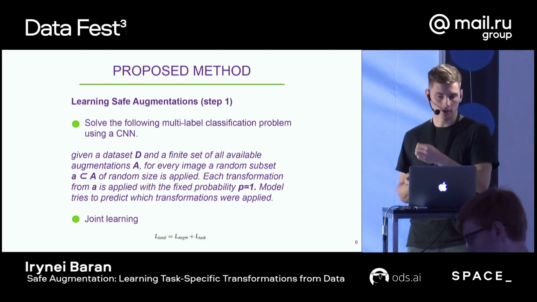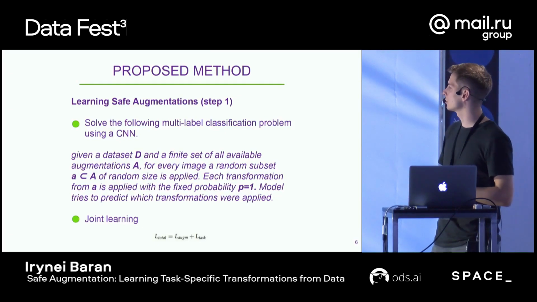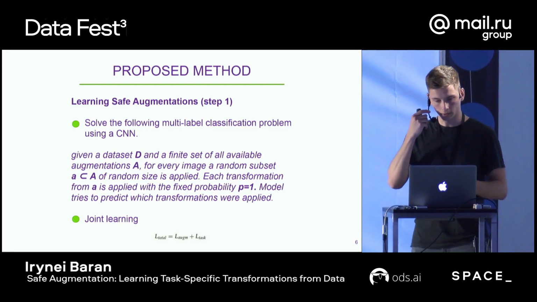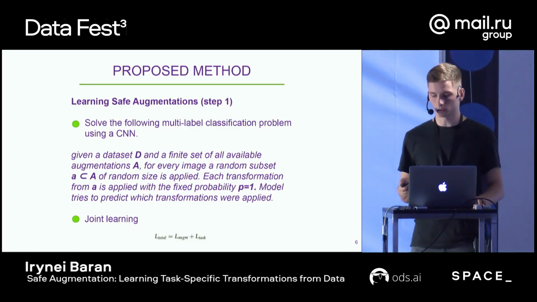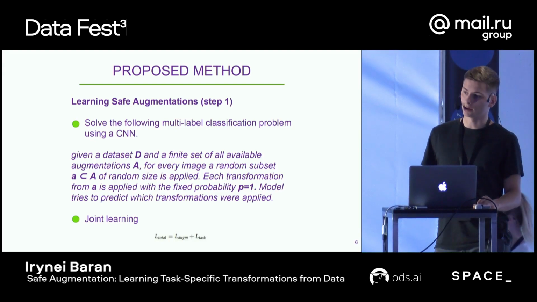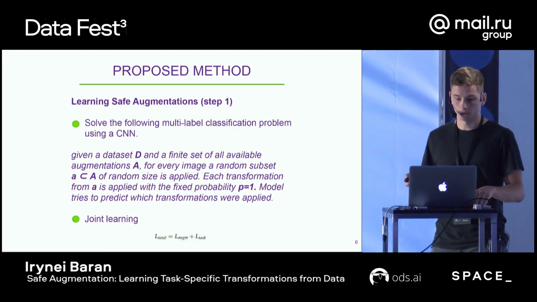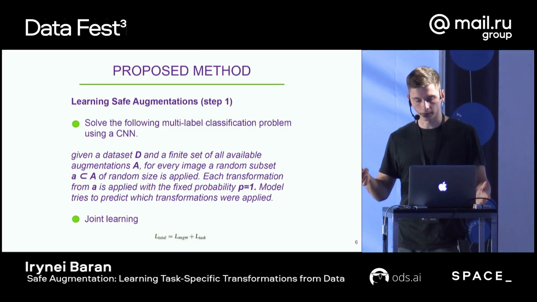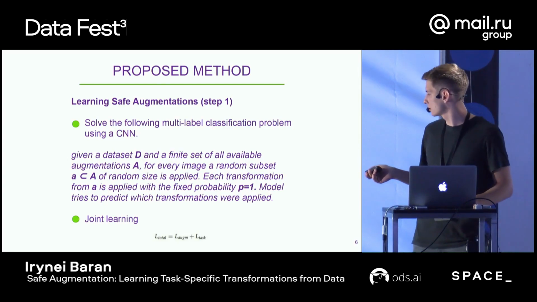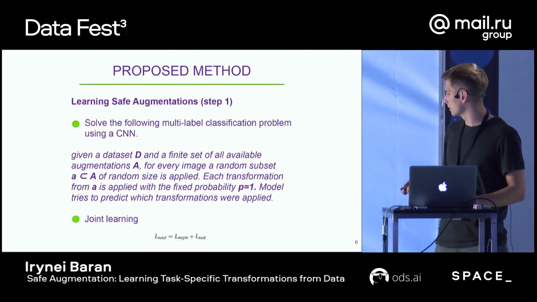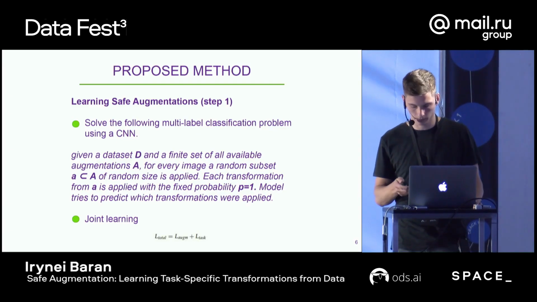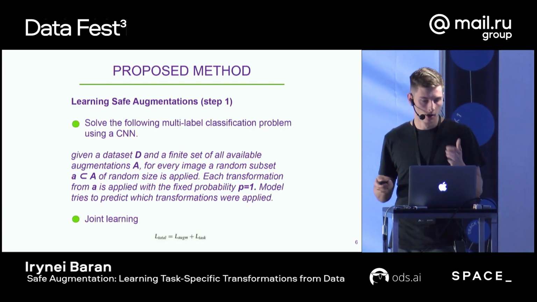The first step is to solve the following multi-label classification problem. Each image is augmented with a random subset of data augmentations, and the model tries to predict which augmentations were applied. In order to take into account the image classification accuracy or image segmentation accuracy, we train this step 1 in a joint learning setup. So our total loss is defined as augmentation classification loss plus the loss of the original task, that is image classification or image segmentation.